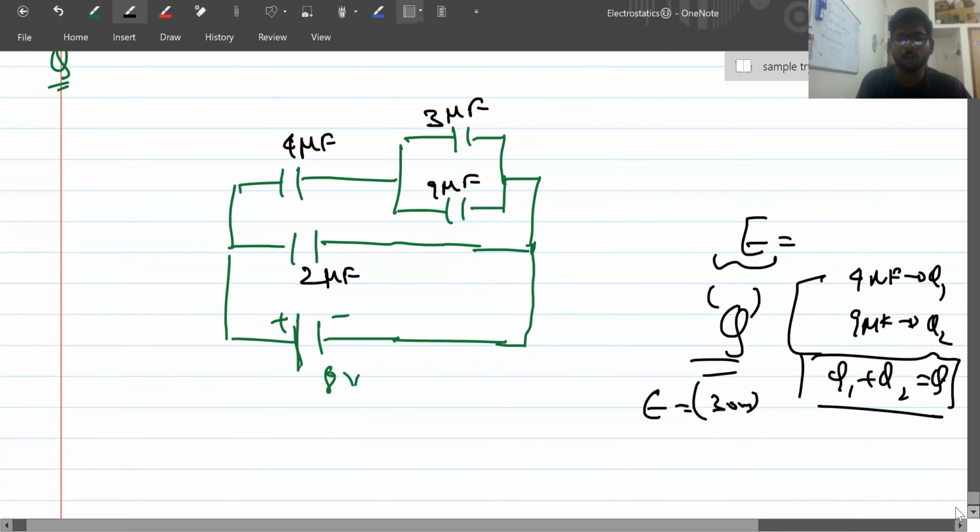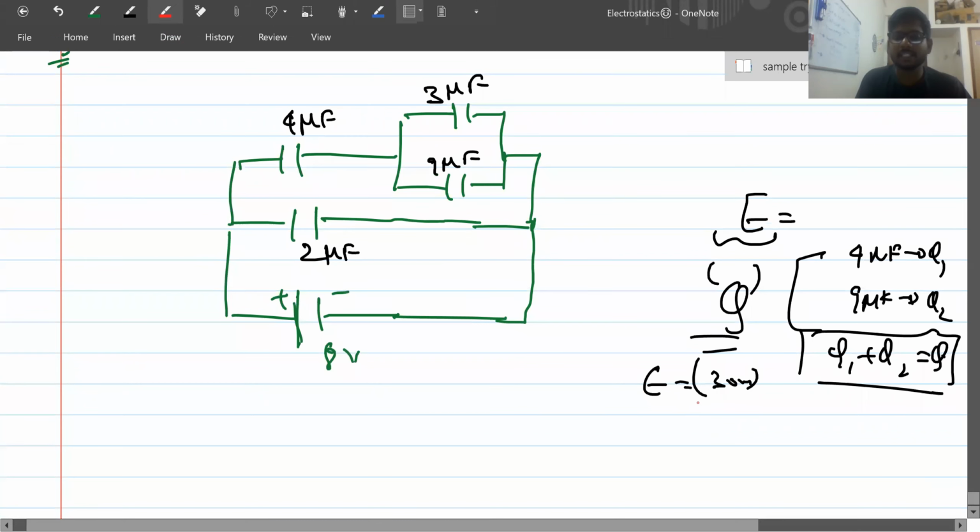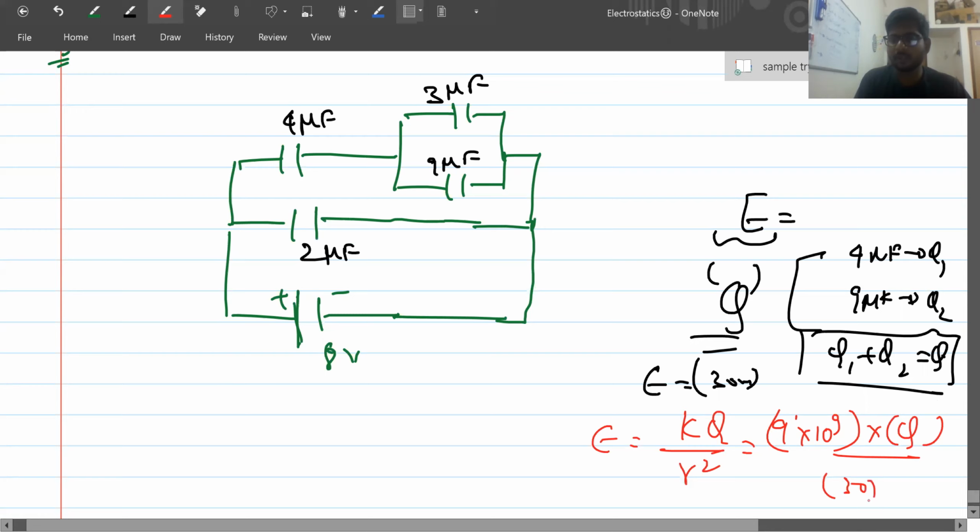First, one thing you know: the electric field due to a point charge at a distance r is equal to kq by r square. That is 9 into 10 power 9, k is 1 by 4 pi epsilon naught, into q by r square, here 30 whole square. The formula is kq by r square due to a point charge at a distance r. We got the magnitude formula, but we need to find out q. How do we get q from this question?